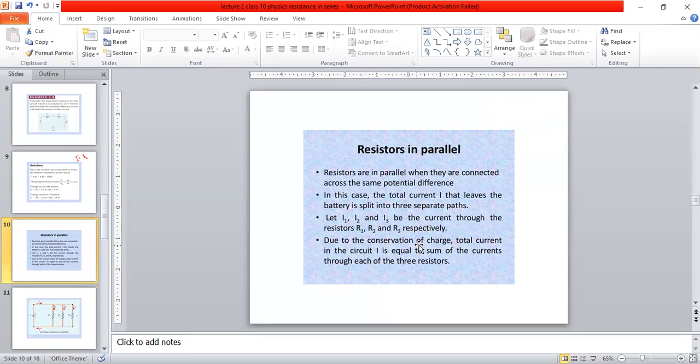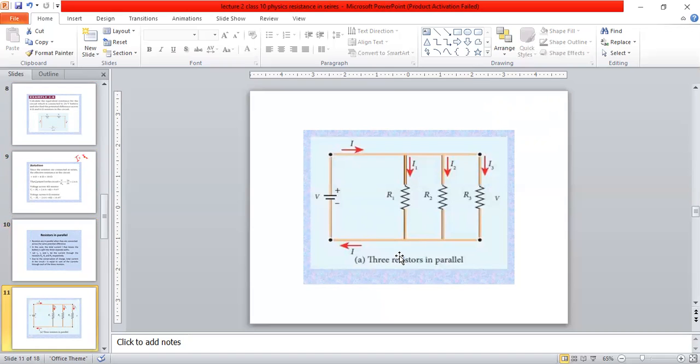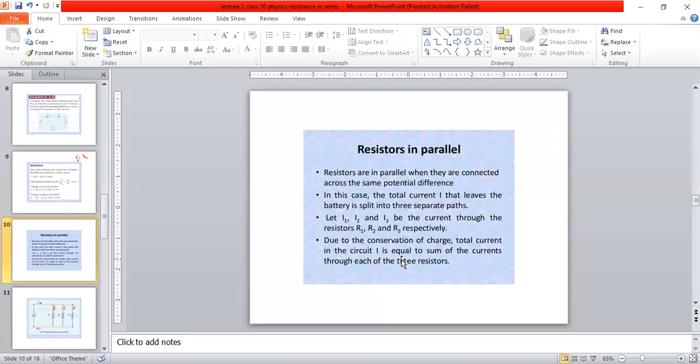Due to the conservation of charge, the total current in the circuit is equal to the sum of the currents through each resistor, because the amount of current is not the same in the circuit. So you calculate all the values of current passing through each resistance, and then give the total a name, I, represented by capital I.